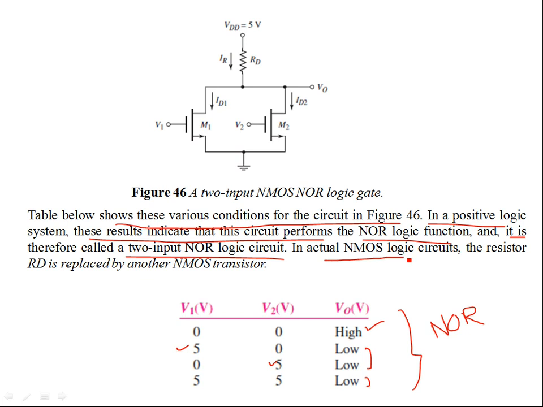So in actual NMOS logic circuits, the resistor RD is replaced by an actual NMOS transistor. I mean, this RD could be an enhancement NMOS load device. Okay, we have talked about this, where the gate and the drain are tied together. You can have a configuration like this for them. So the gate can be tied to the drain.